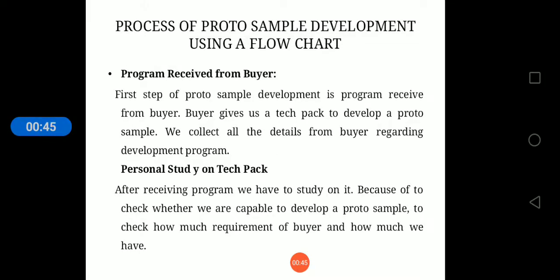Process of proto sample development using a flowchart. First step: program received from buyer. The first step to proto sample development is program received from buyer. The buyer gives us a tech pack to develop a proto sample. We collect all the details from the buyer regarding the development program.